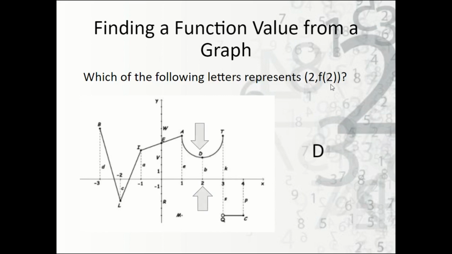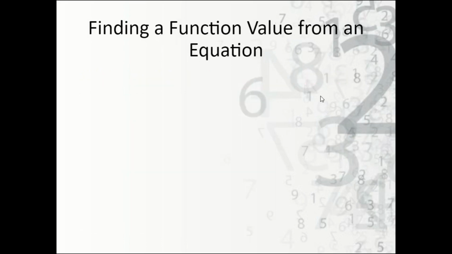So if you see something like this in coordinate form, you're going to find the actual point on the graph. If you see it and it's just this part, like f of 2, it's going to be the value on the dotted line, which would have been b. Now, how do we find a function value from an actual equation?